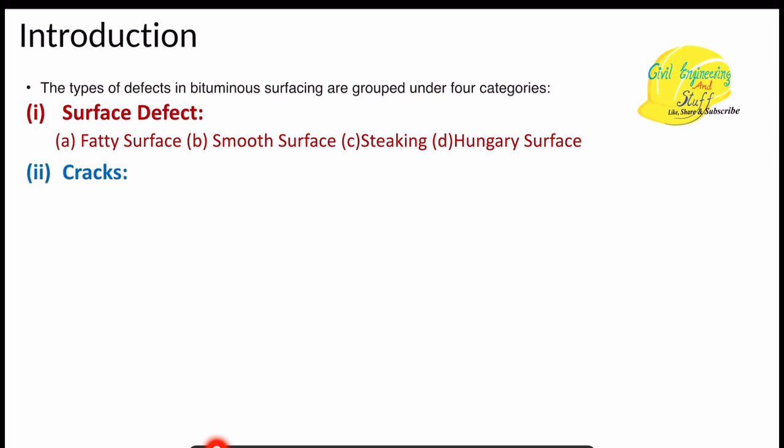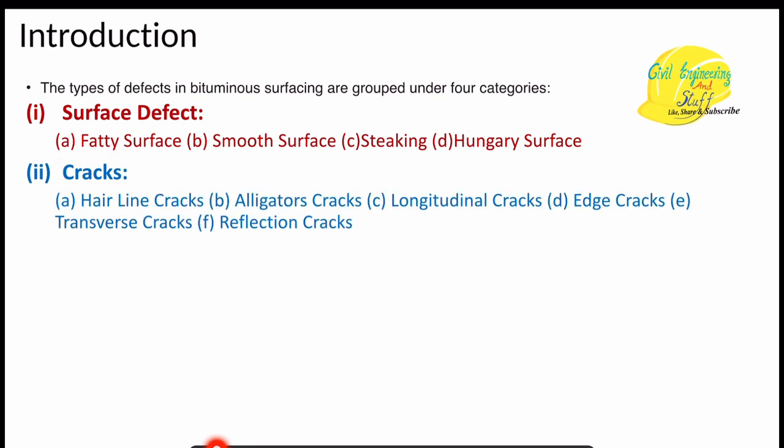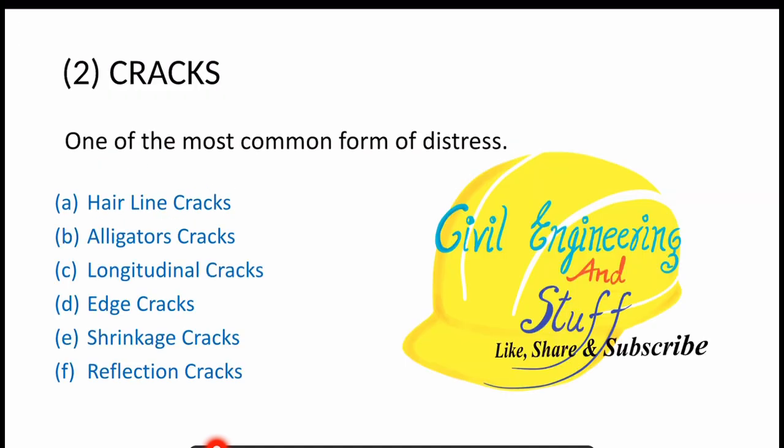In this video, we will be focusing our discussion on the crack defects that can happen in the flexible pavement. The types of cracks that happen in the flexible pavement, which we are going to discuss, are hairline cracks, alligator cracking, longitudinal cracking, edge cracking, transverse cracking and reflection cracking. So this is what we are going to discuss in today's video. All right, so let's move on to the topic, cracks in the flexible pavement.